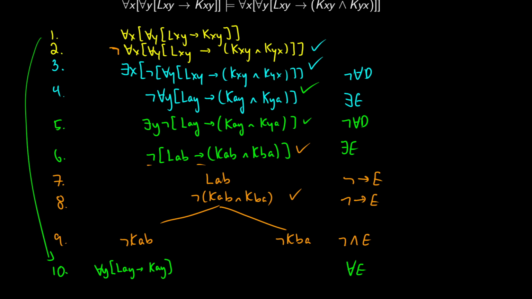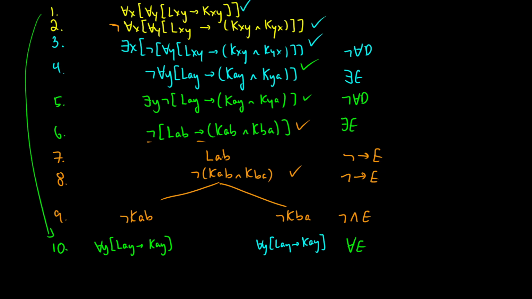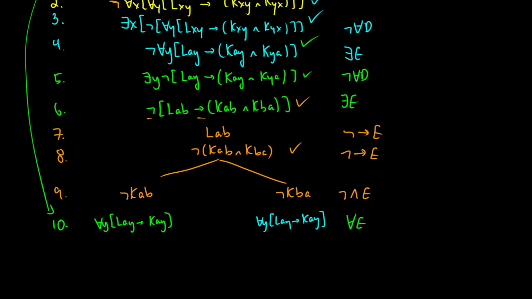But on the right side, I'm actually a little bit concerned, because if we do the same thing now, for all y, LAY, arrow, KAY, we're going to be able to close one side, but I don't know if we're going to be able to close the other. But anyways, let's just do this and see what happens. Okay, so that's universal elimination.